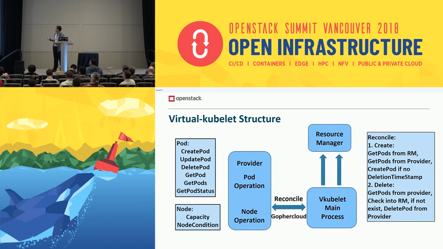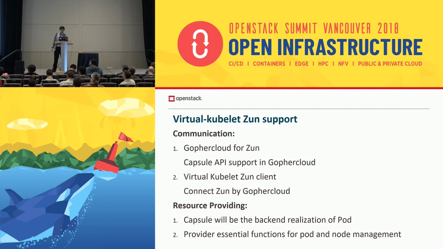So in the future, we will also add support for the config map and secrets from Kubernetes. So we could say what we have done to make the Zun support in the virtual kubelet and make this connection happen. It comes from two parts. First is about communication.